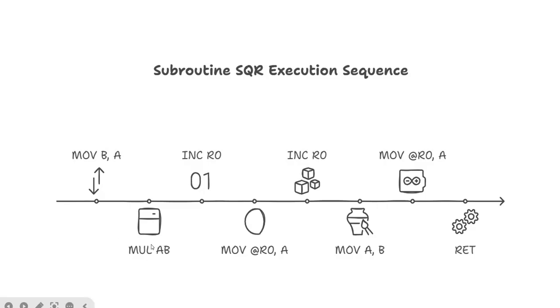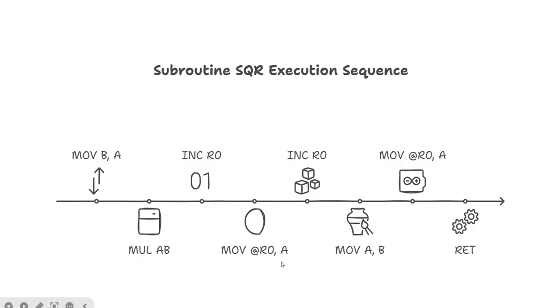Then we are going for multiplication. This will multiply the values in the registers A and B, and the result is stored in the accumulator. That is, the lower byte will be stored in the accumulator and the higher byte will be stored in the register B. Then we increment R0. It will increment the value in the register R0 by 1. Earlier R0 was 30H, now it will become 31H. R0 now points to the next memory location, that is 31H.